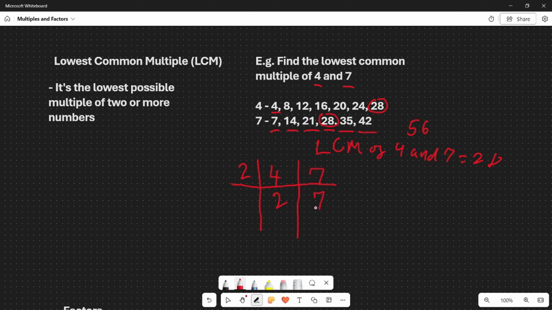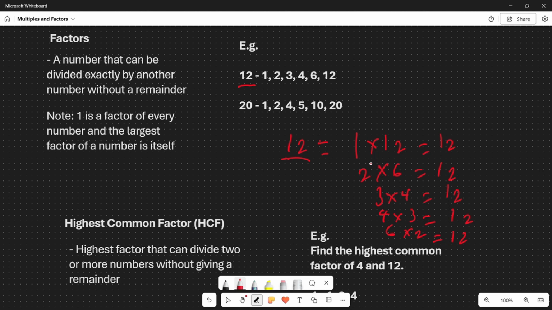So, for example, 1 times 12 equals 12. Let's go to 2. 2 times 6 equals 12. Let's go to 3. 3 times 4 equals 12. And then if you keep going down, you see that 4 times 3 equals 12, 6 times 2 equals 12, and it keeps on spiraling downwards. Now, when do you know you should stop? When you get to the highest factor, and that is the number itself. Because note, 1 is a factor of every number, and the largest factor of a number is itself. Because when 12 divides itself by 12, it will give us 1, and that is a whole number.